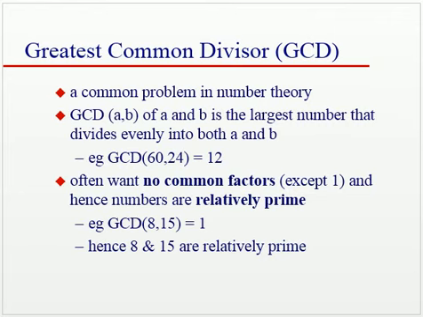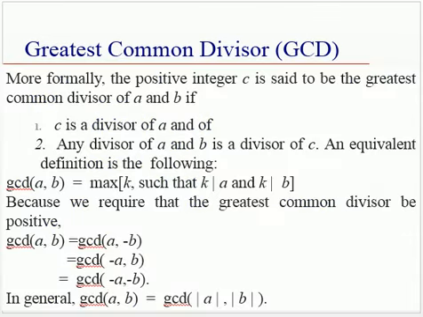So recalling again, the positive integer C is the greatest common divisor of A and B if C is a divisor of A and C is a divisor of B, and also any divisor of A and B is a divisor of C. So again, the positive integer C is said to be the greatest common divisor of A and B if C is a divisor of A and B, and any common divisor of A and B is a divisor of C.